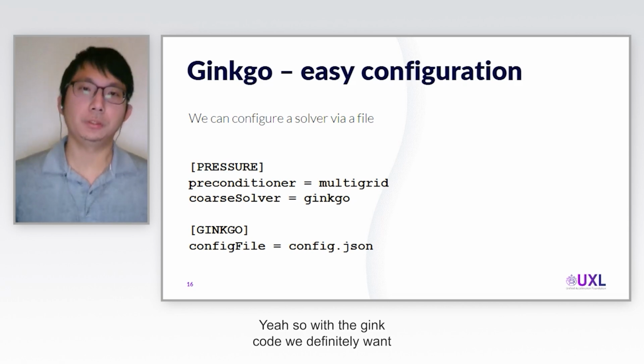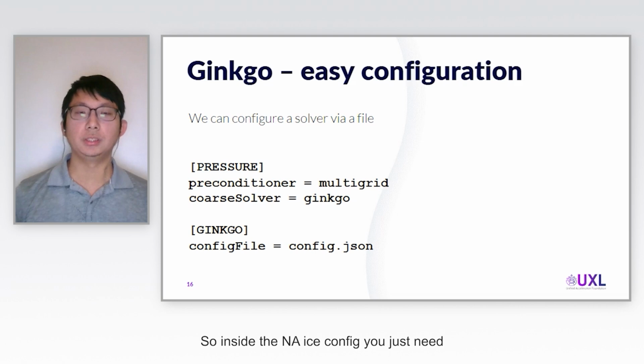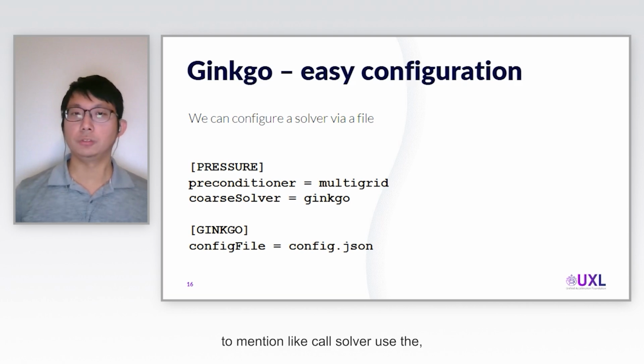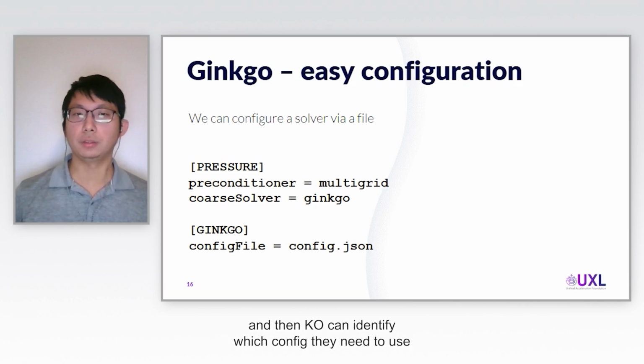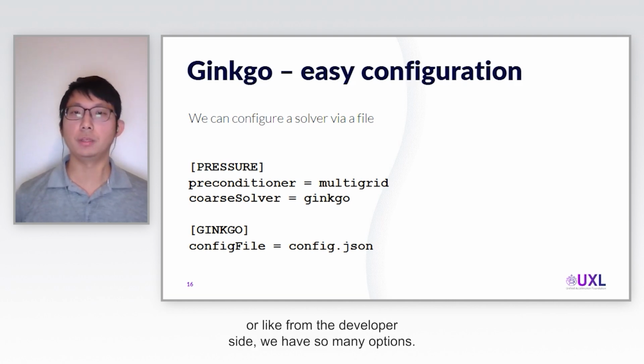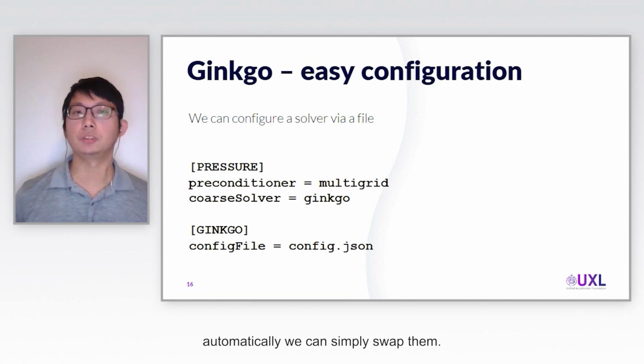So with Ginkgo, we definitely want to make sure it's easy to use. Inside the nekRS config, you just need to specify which solver you want. For example, for the pressure, we just need to mention the coarse solver should use Ginkgo, and then Ginkgo can identify which config it needs to use. From the user side or developer side, we have so many options. Sometimes one problem might require the conjugate gradient, and another problem requires the algebraic multi-grid. We can simply swap them.